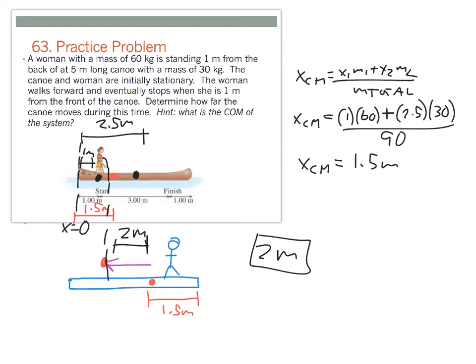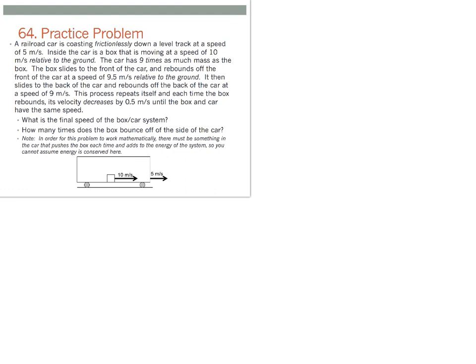So that's how far the canoe has to shift to keep the center of mass in the same location. So we have another problem here that we could solve with conservation of momentum, but it's actually going to be most easily solved with the idea of center of mass. We have this railroad car that's coasting frictionlessly down a track, a level track at 5 meters per second, and a box inside the car is going back and forth.